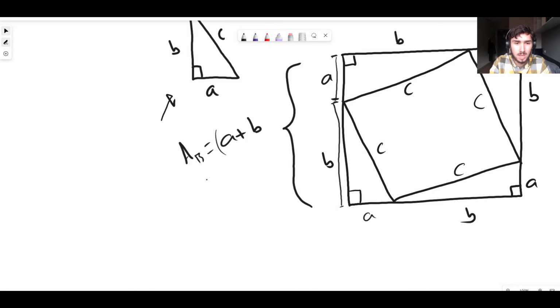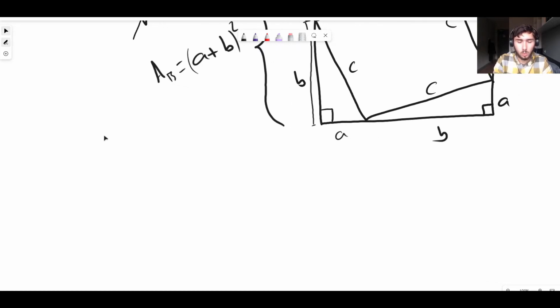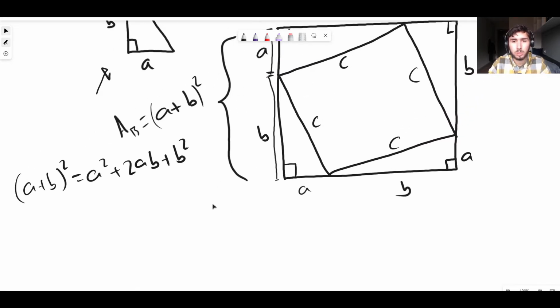That is going to be a plus b times a plus b, squared, because a plus b is the length of one of the sides, and it multiplies by itself. Okay, now what is (a plus b) squared? (a plus b) squared is equal to a squared plus 2ab plus b squared. That's just from using FOIL and expanding brackets, okay? That's just expanding.